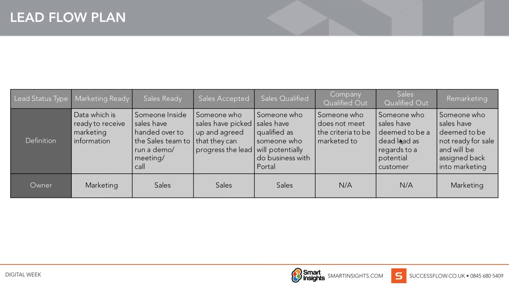So company qualified out can help you hone your grading, and sales qualified out can help you hone your scoring. And obviously, not all leads are either business or dead. It might be they're just not ready right now, and we need to put them back in the top of the funnel. So a good idea there is using a remarketing status, which allows you to reset the score, basically.